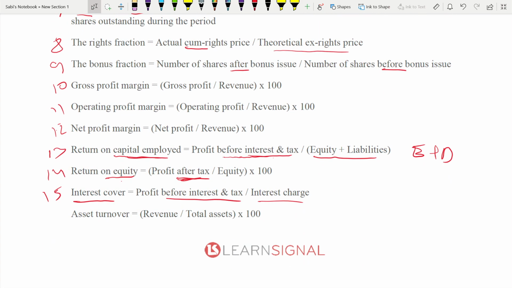Then we have asset turnover. Asset turnover means turnover divided by total assets, revenue divided by total assets. Sometimes students take it as total assets divided by revenue. No. Into 100, of course.